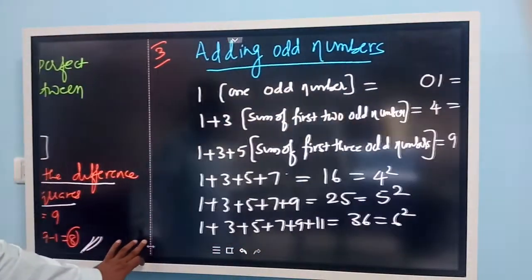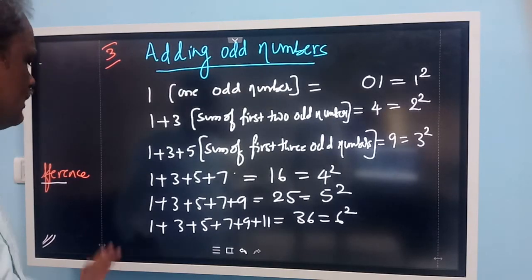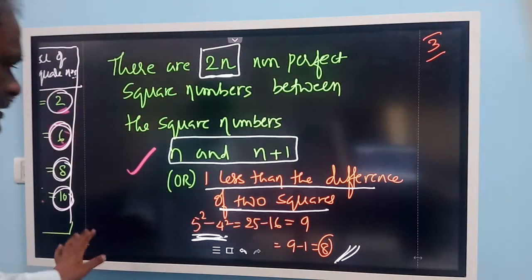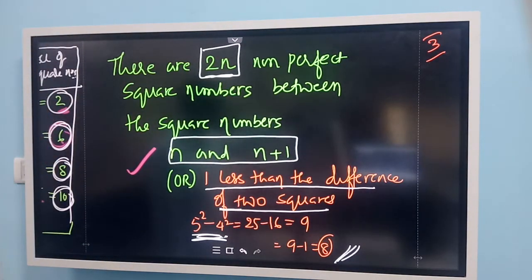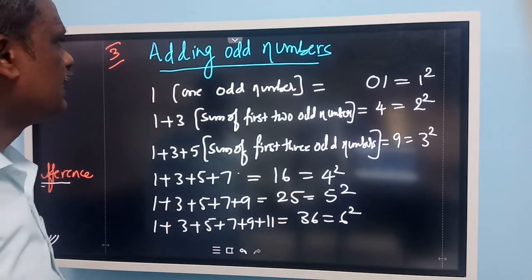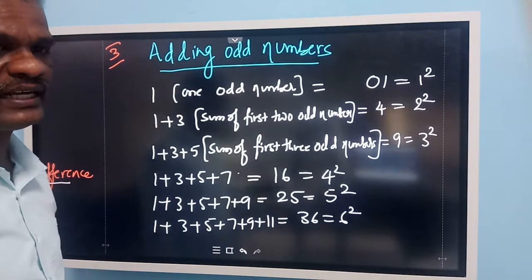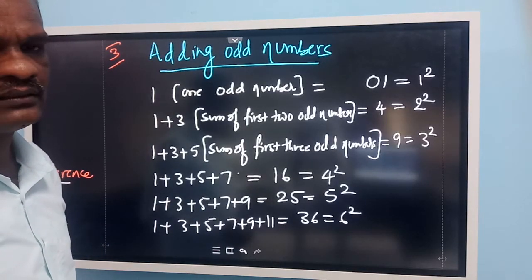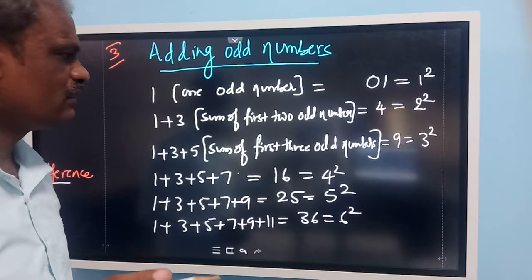Now the third pattern, look at this. Look at this pattern now. Adding odd numbers. Odd numbers addition only. You know what the odd numbers are? Yes, sir. 1, 3, 5, 7.